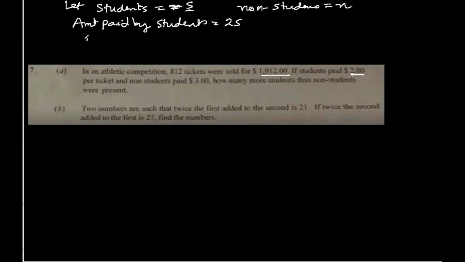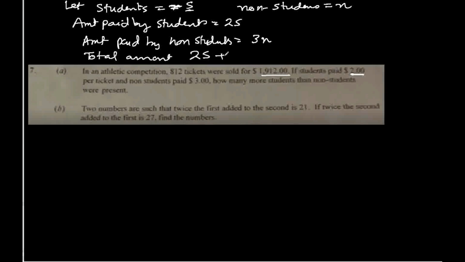Similarly, the amount paid by non-students will be 3 times N, right? Every N paid $3, so 3N. So the total amount will be 2S plus 3N, and they have already confirmed that 1912 was collected from them.